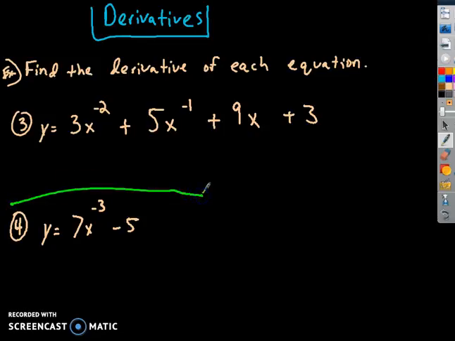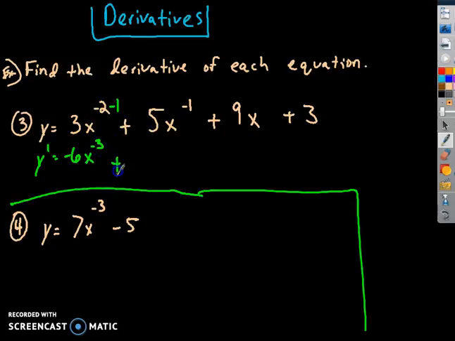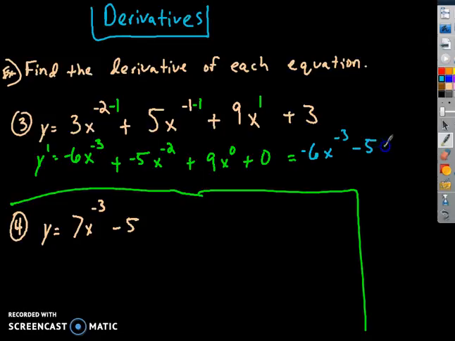Let's talk about it. All right, so this first one, y prime, I'll take -2, multiply by 3, making it -6. Then x, I'll subtract 1 from -2. So -2 subtract 1 is -3, plus -1 times 5 is -5, and then it's x, subtract 1 from that gives you -2, plus 1 times 9 is 9x to the 0, plus the derivative of 3 is just 0. So a nice looking answer would be -6x to the -3, better yet, let's call that plus sign subtraction, so subtract 5x to the -2 plus 9. And that's what it is.